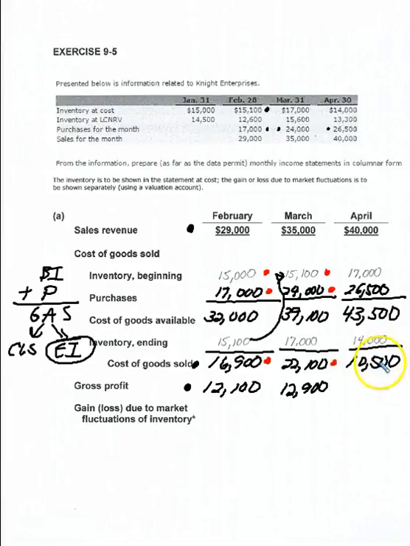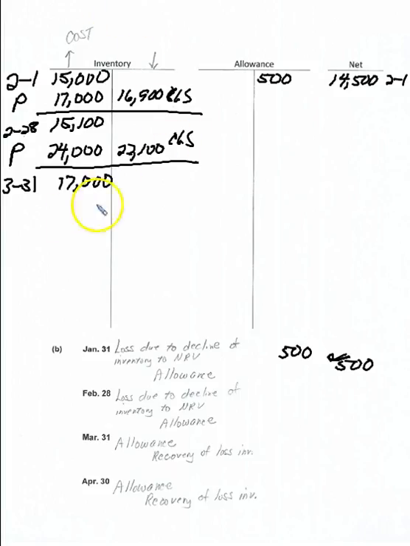I did this wrong, didn't I? You probably caught that. $43,500 available. If there's $14,000 still on hand, that means they must have sold $29,500. So I take my sales, less my cost of goods sold, and that gives me the $10,500. Okay, and let's go look at how all of that would look in this inventory account.